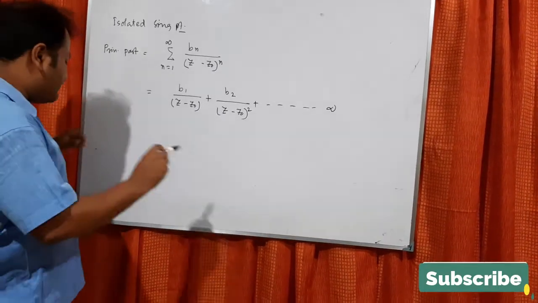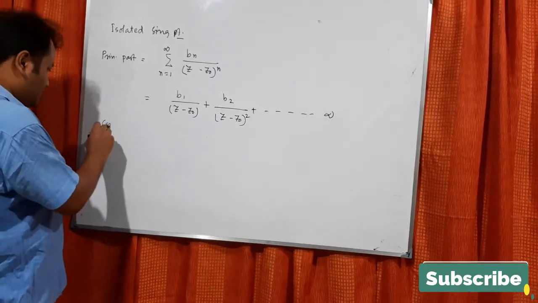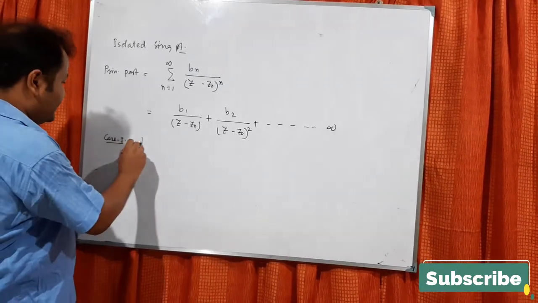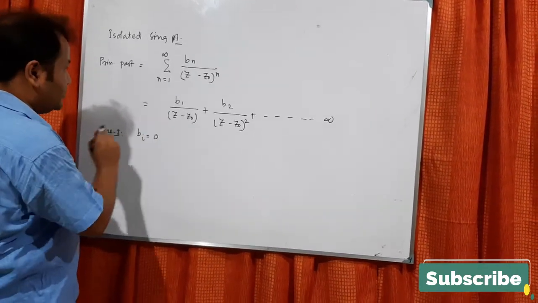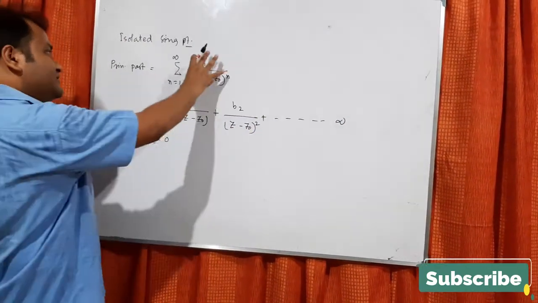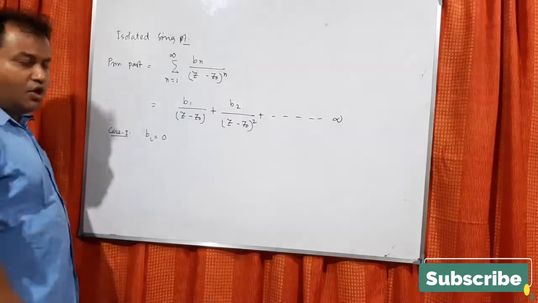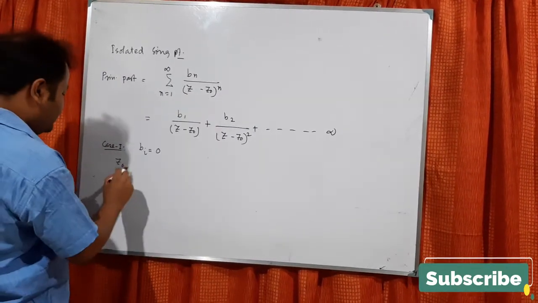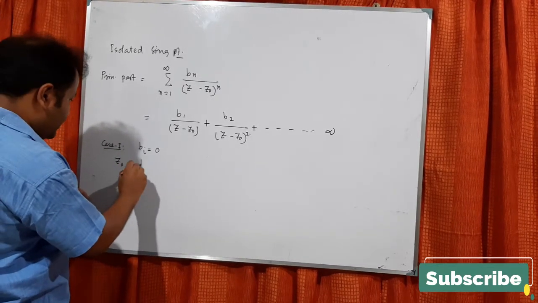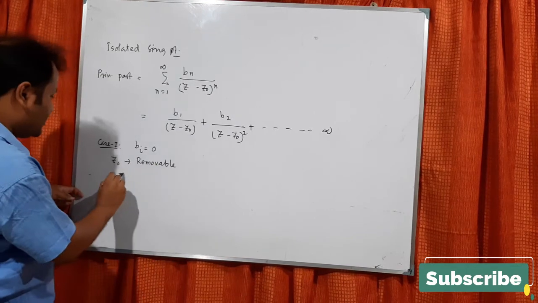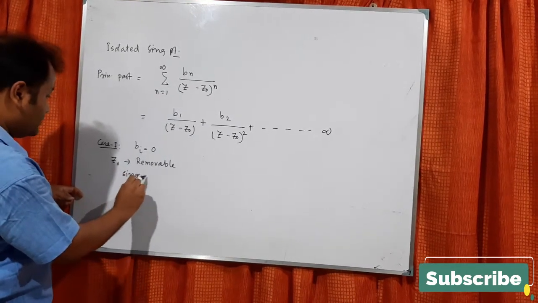Now there may be three cases. Case 1, say the b_i are 0, that is, b1, b2 and all the others are 0. So that means this part is 0. When this is the case, then z naught is called a removable singular point.